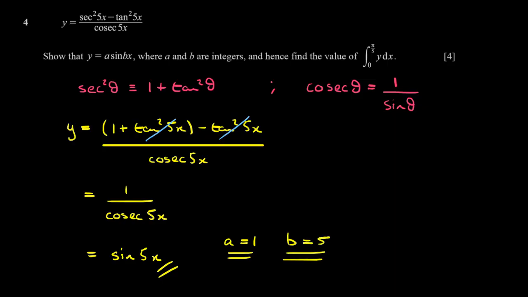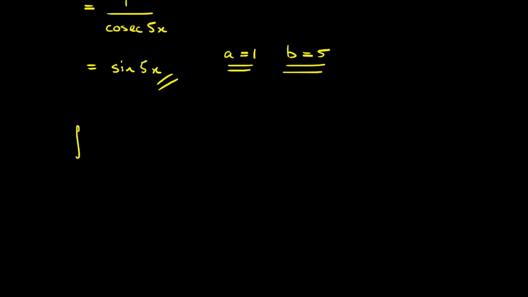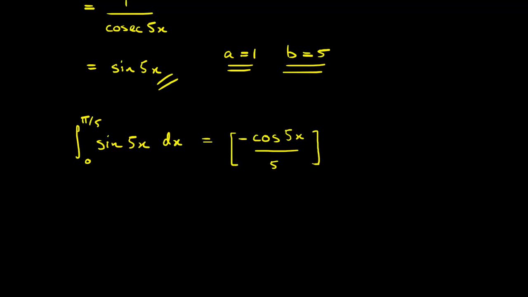Okay. Second part of the question is we want to integrate y between 0 and pi by 5. So in other words, we are integrating sine 5x dx between 0 and pi by 5. Now, sine integrates to give negative cos, so we're going to get negative cos 5x. But then you need to remember the rule that you've got to take the coefficient of the x here, which is 5, and then divide by 5. The reason for that is you are in effect reversing the chain rule when you are integrating there.